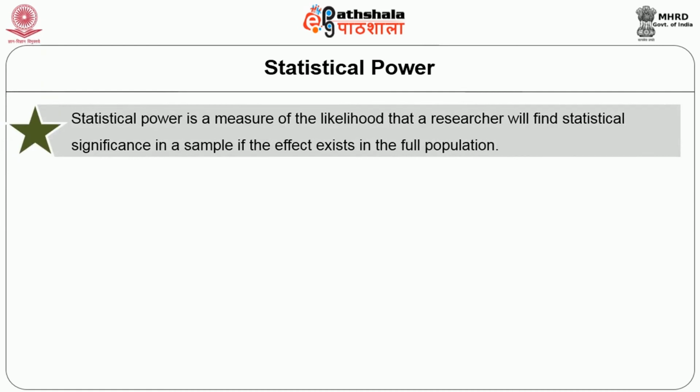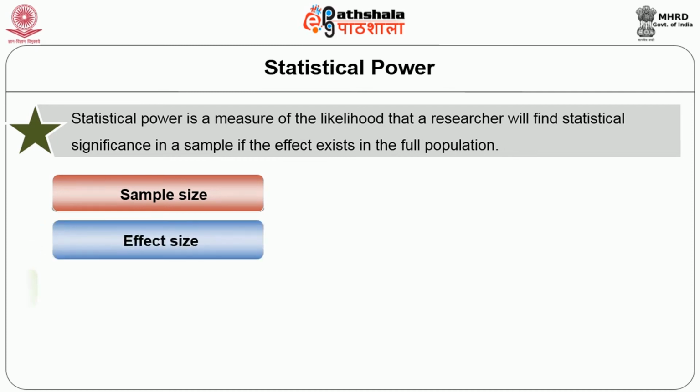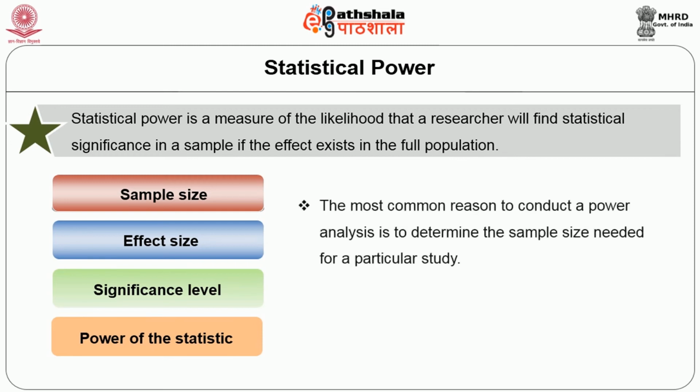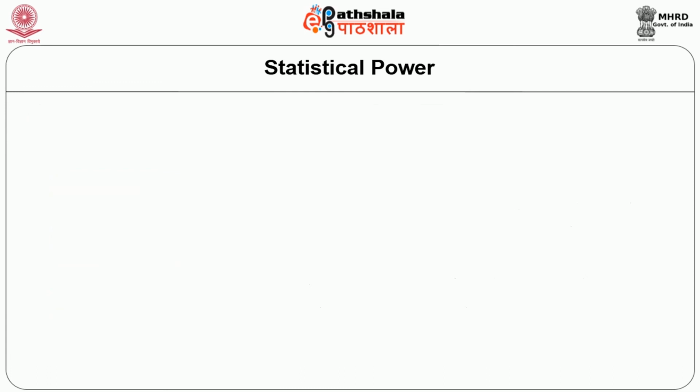Statistical power. Statistical power is a measure of the likelihood that a researcher will find statistical significance in a sample if the effect exists in the full population. Power is a function of three primary factors and one secondary factor: sample size, effect size, significance level, and the power of the statistics itself. The most common reason to conduct a power analysis is to determine the sample size needed for a particular study. Power is a critically important concept for researchers because the achievement of statistical significance revolves around it.